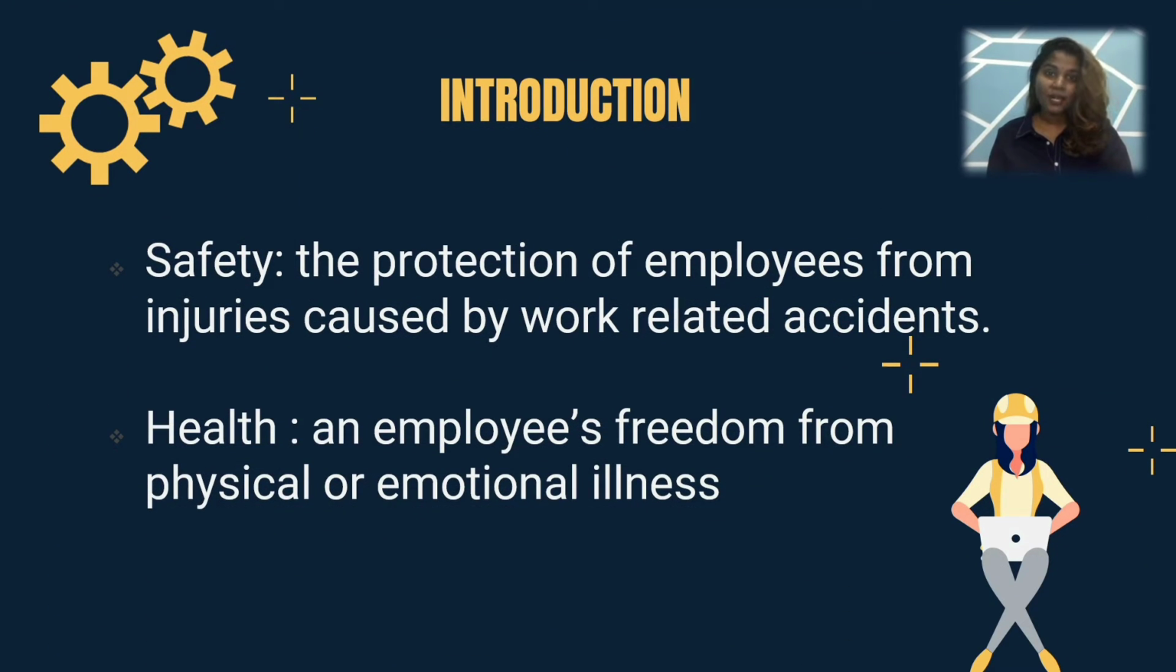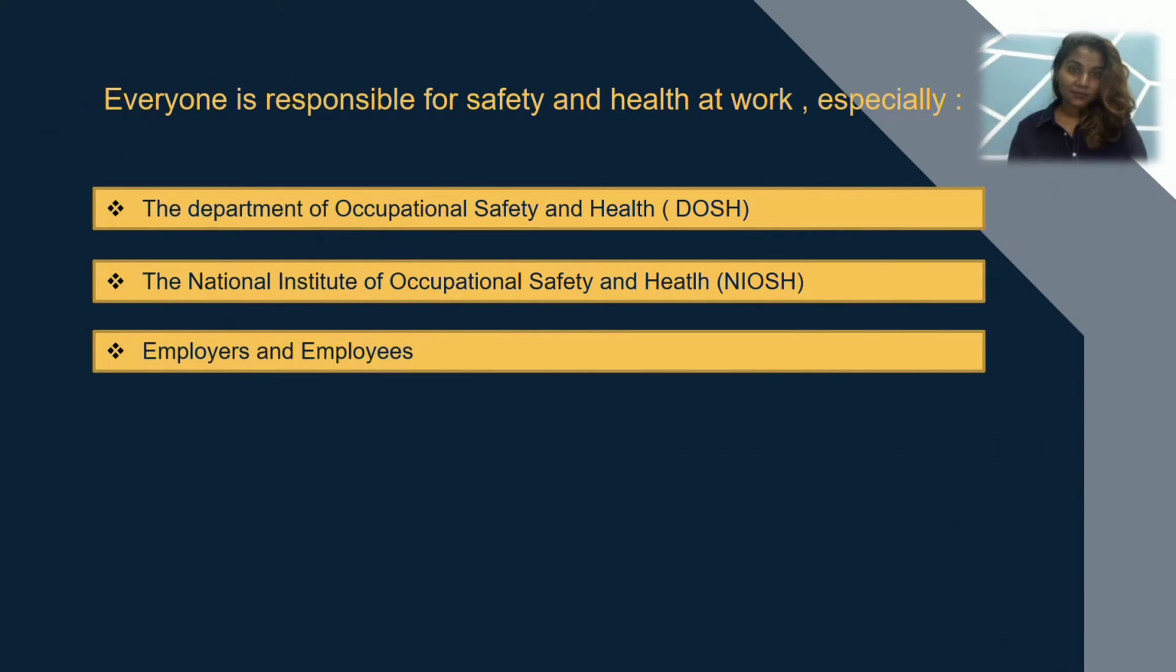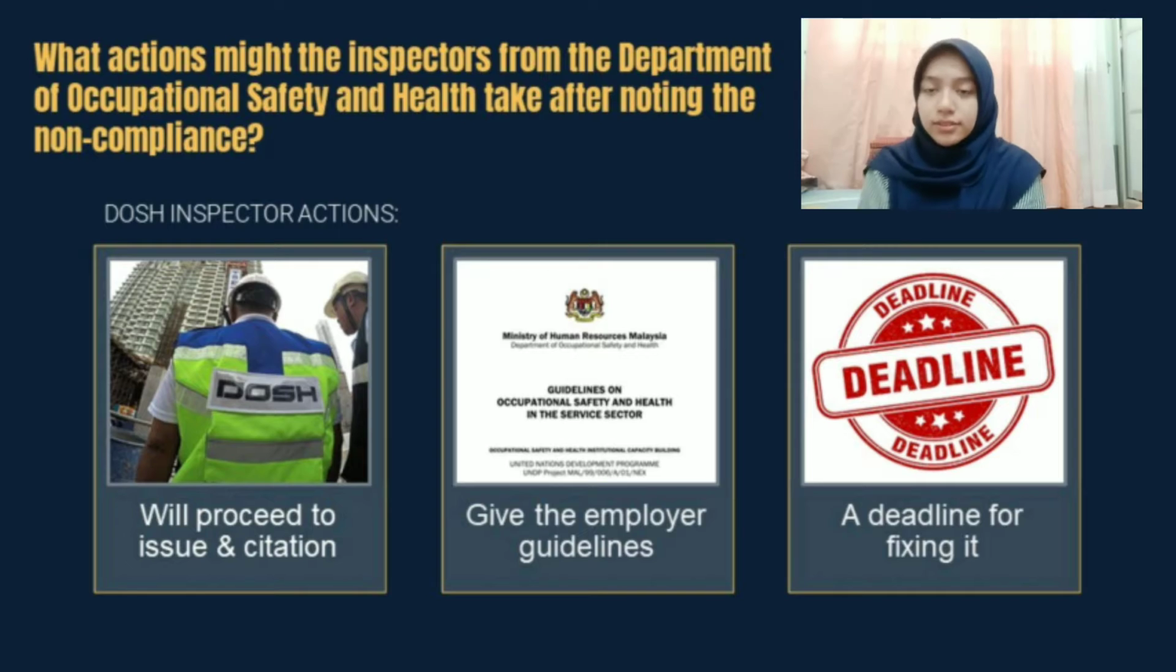Introduction of safety and management. Safety is the protection of employees from injuries caused by work-related accidents. By the way, health is an employee's freedom from physical or emotional illness. Everyone is responsible for safety and health at work, especially the Department of Occupational Safety and Health, known as DOSH, the National Institute of Occupational Safety and Health, known as NIOSH, and the employers and employees.